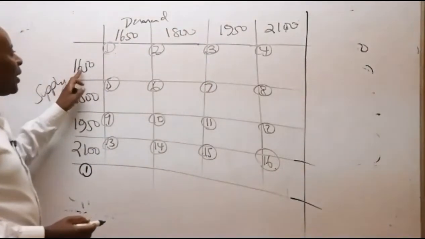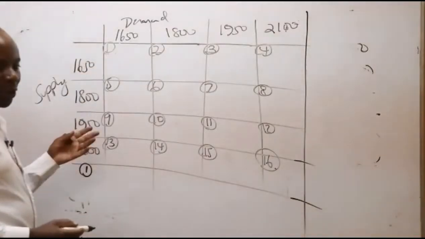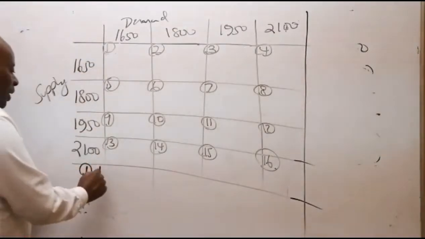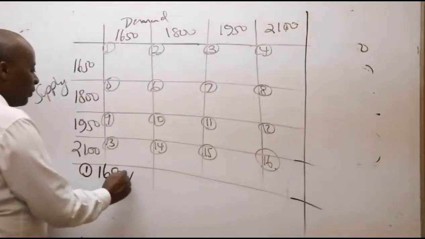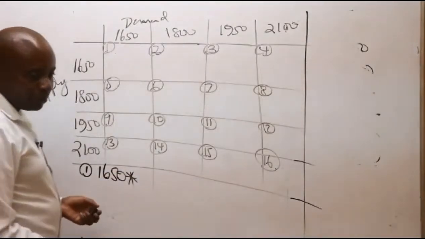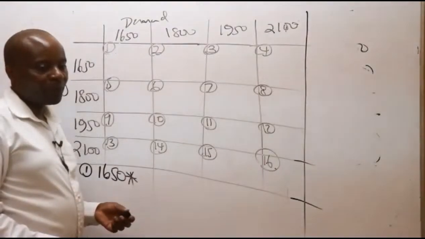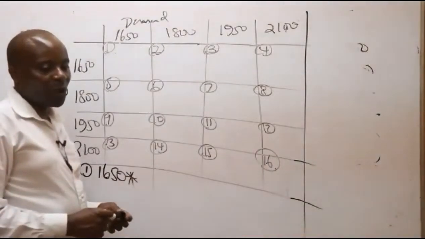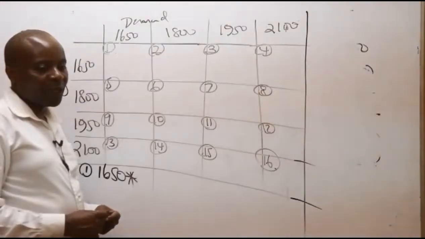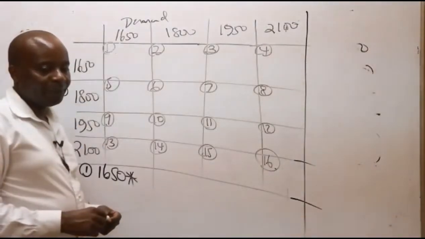Okay, so cell number one: supply is 1650 and demand is 1650. So I'm going to sell 1650. Do we have the selling price? What is the selling price per bracelet? 210.